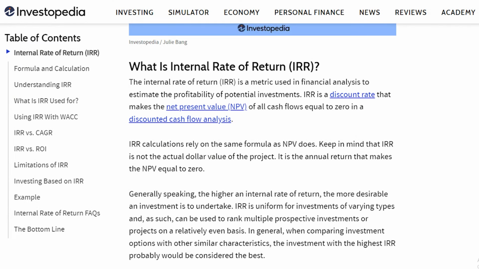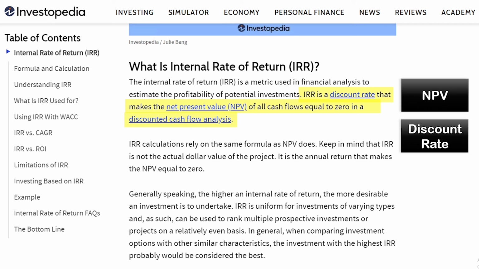Many of you may have come across this definition of IRR, which says IRR is the discount rate at which NPV is equal to 0. To understand this definition, you will first need to know what NPV is, what discount rate is, and to an extent, you also need to understand the logic behind discounting.